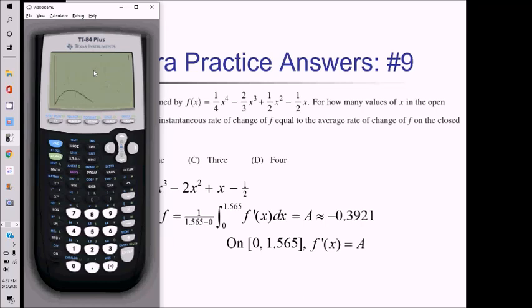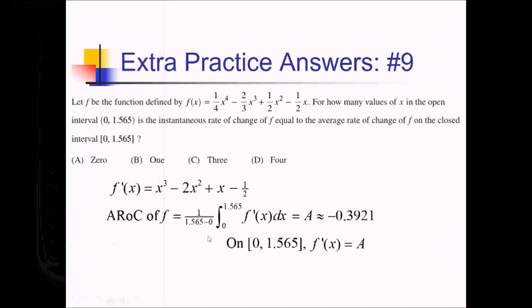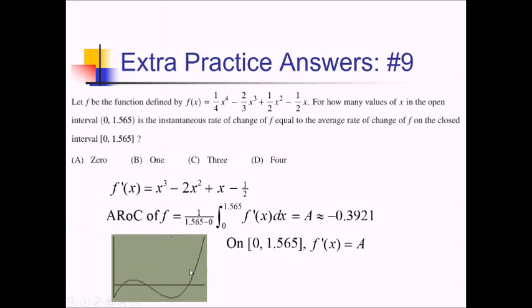Now, we're just trying to figure out how many places this intersects. And it looks like 1, 2, 3 places. We actually don't even need to figure out which places they are. We just have to count them. So this happens 3 times. So that means answer choice C.